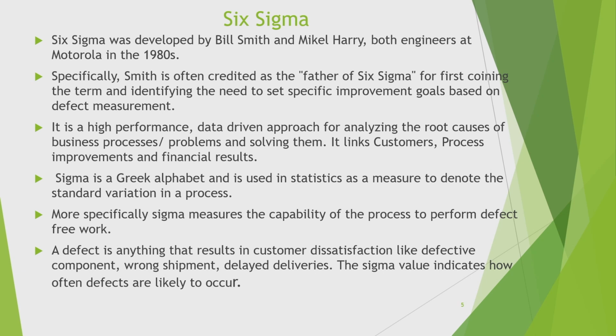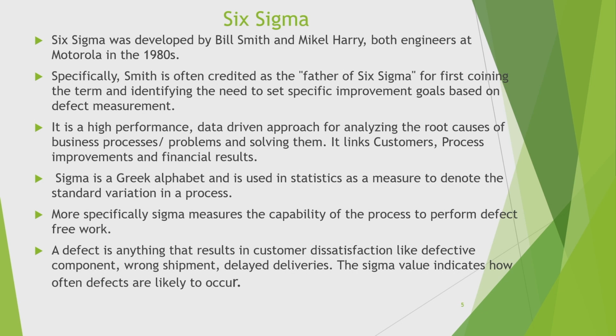But 6 sigma is not only about loss or statistical deviation, rather it is also a methodology. 6 sigma was developed by Bill Smith and Michael Harry, both engineers at Motorola in the 1980s. Specifically, Smith is often credited as the father of 6 sigma for first coining the term and identifying the need to set specific improvement goals based on defect measurement. That means he put the goal also. It is a high performance data driven approach for analyzing the root cause of business process problems and solving them. It links customer, process improvements and financial results.